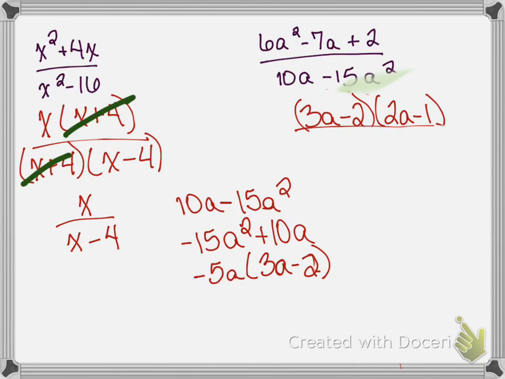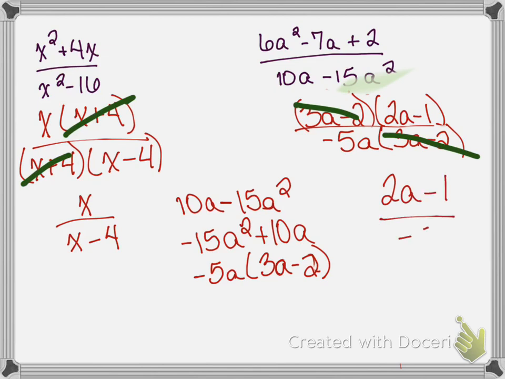So when I write this up here, taking out a negative 5 instead of a positive 5, what do I now have? What can I do with the 3a minus 2? Cancel them out. I can cancel them out, because they are now exactly the same. So your answer to this is 2a minus 1 over negative 5a.